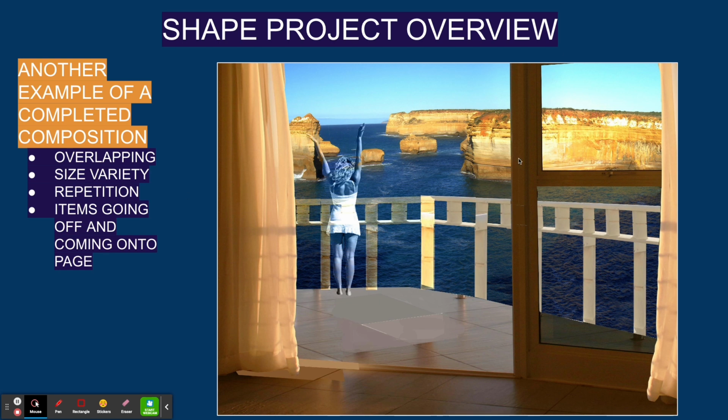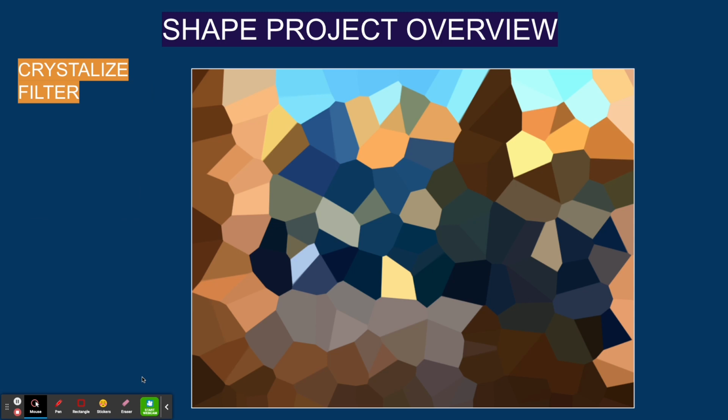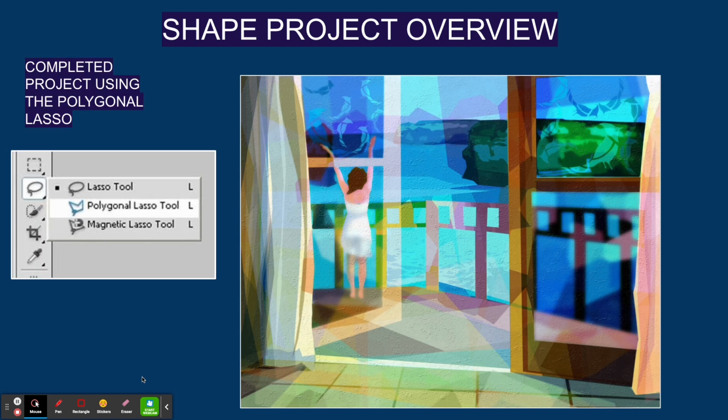Okay, so what's repeated here? You've got the rocky cliffs that are repeated. I guess that's about it. And items going off and coming onto the page. All right, so this curtain blowing in the wind is going off of, or you could say it's coming on to the page. Lots of things going off and coming onto the page here. And there's the crystallized layer. And boom, finished project. All of the shapes drawn with the polygonal lasso tool, filled with color, and then each shape has a blending mode on it, which gives you that transparency effect.